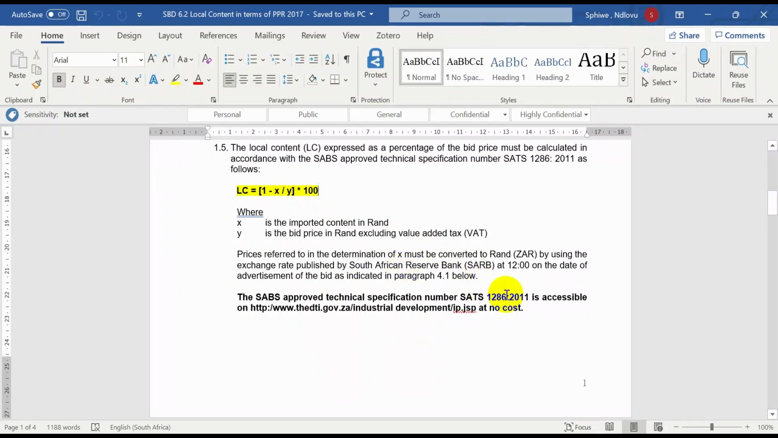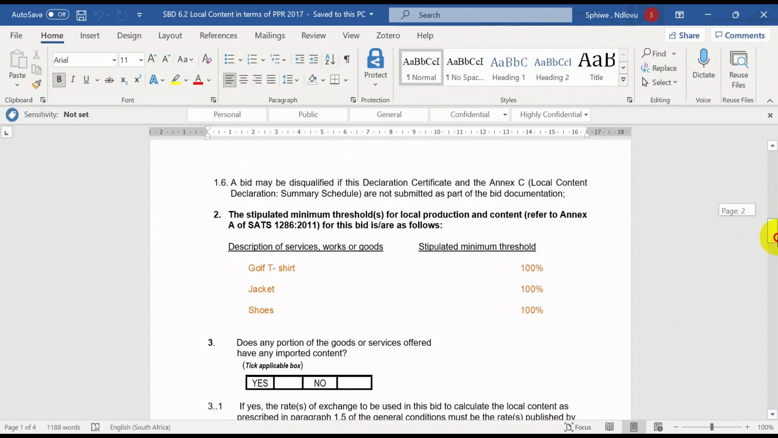I did talk to this as well, that when you are importing, you will have to convert whatever import currency into rand value using the exchange rate as published by the South African Reserve Bank at 12 o'clock on the date of the advert of the bid. So for the X there, if for example you imported something from the US and it cost you $6, you are going to say $6 multiplied by the South African exchange rate on the date of the advert to get the value there, because we want to see the local production in rand value. In South Africa we use rand value. We don't use dollars or any other currency, so it is important to make sure that we convert whatever currency into the South African rand value.